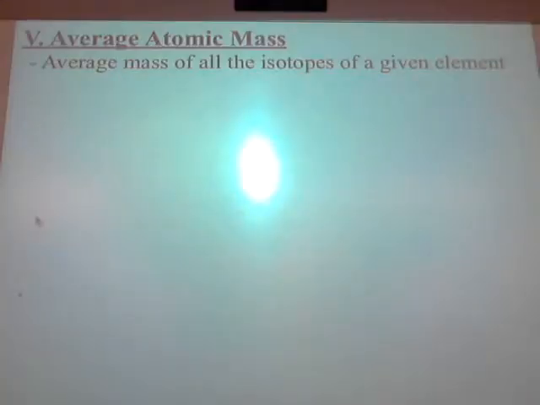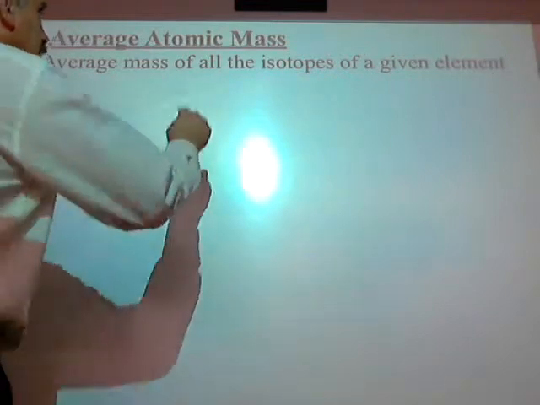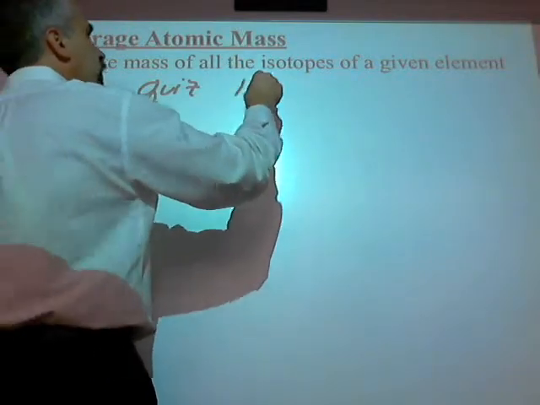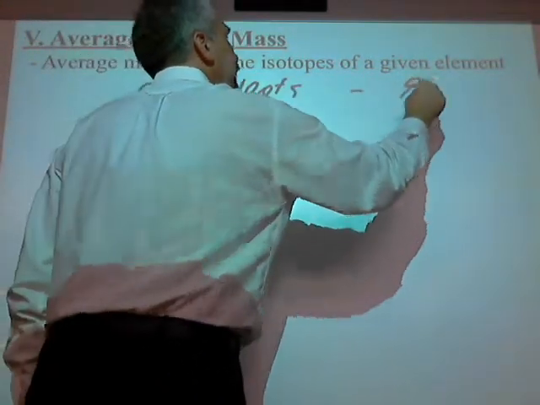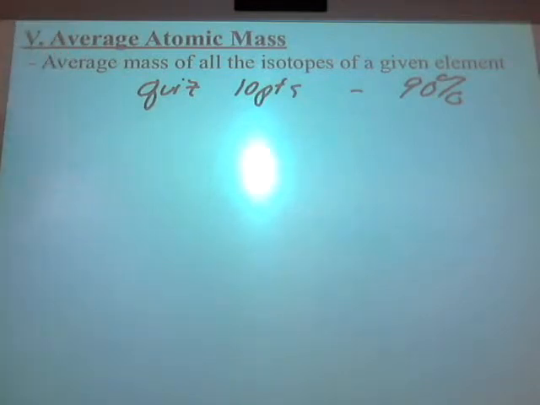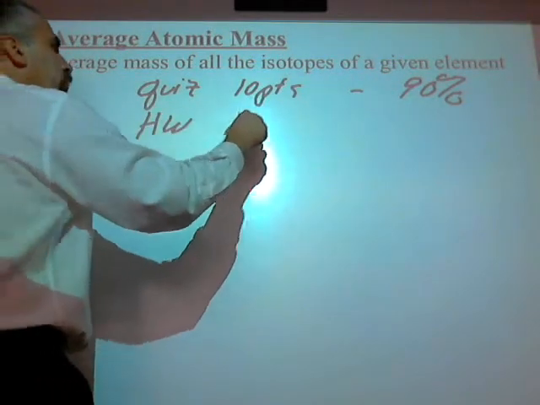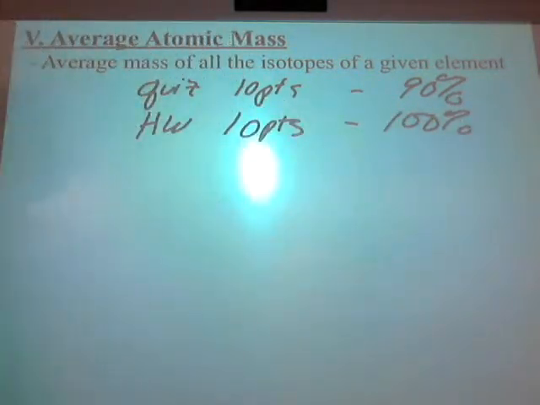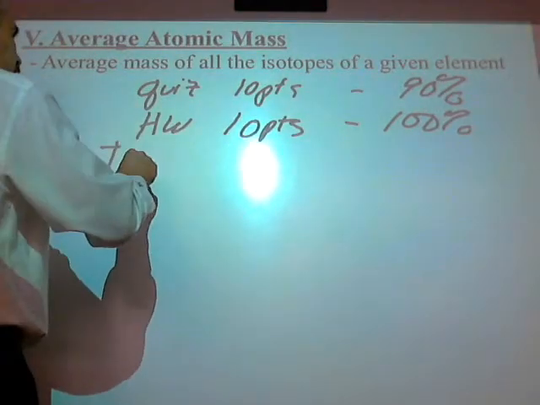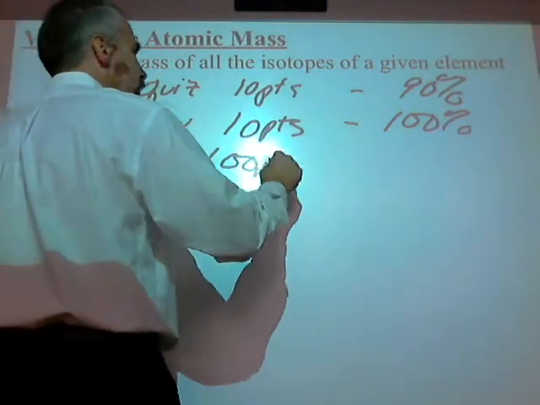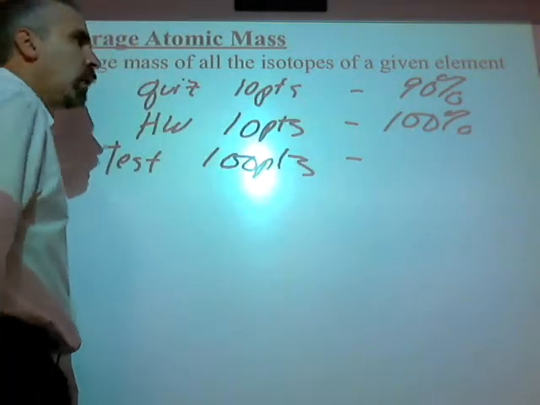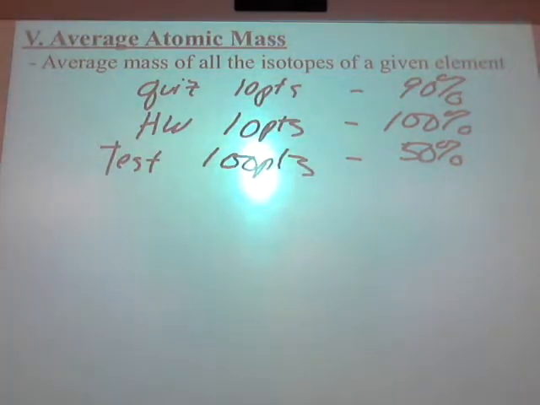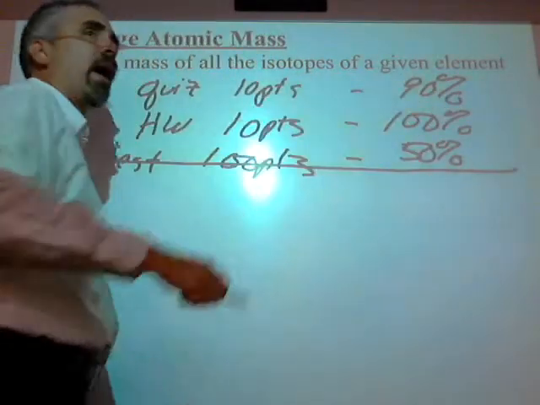Watch. Say, for example, I gave you a quiz, and don't write this down again, it was worth 10 points. And you got a 90% on that quiz, okay? I gave a homework assignment, which was also worth 10 points, and you got 100% on that. All right? And then I gave a chapter test worth 100 points, and you got a 50% on the test. Bad, yeah.